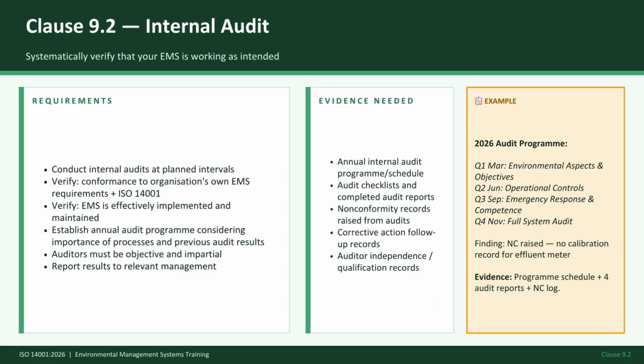Clause 9.2 requires you to conduct planned internal audits of your EMS at regular intervals. An internal audit has two purposes: verify that your EMS conforms to ISO 14001 requirements and verify that it is effectively implemented and maintained. Conformance means, do your documents and records meet the standard? Implementation means, are people actually following the procedures? You need an annual audit program, a schedule that covers all significant areas. Higher risk areas and areas with past findings should be audited more frequently. Auditors must be objective and impartial.